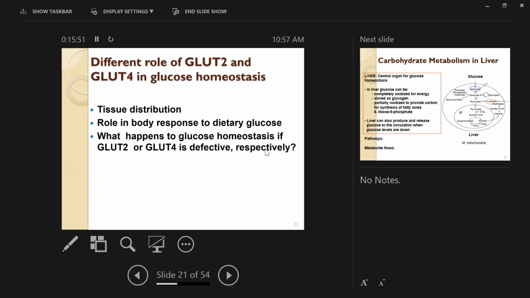And here we have some questions for you to discuss. So what happens to glucose homeostasis if GLUT2 or GLUT4 is defective? Let's talk one by one. For example, what happens if GLUT2 level is decreased, and how can that patient manage the blood glucose level, and what about if GLUT4 is defective, right? Discuss with your partners and take a few minutes, and we will go back to the answer.